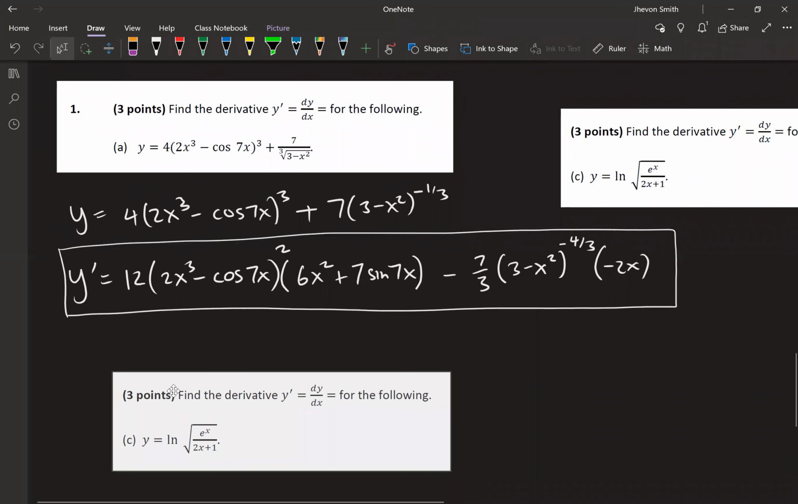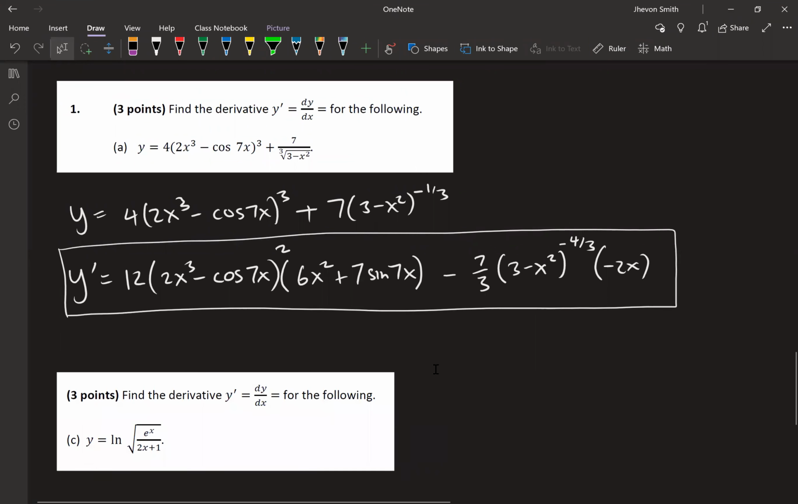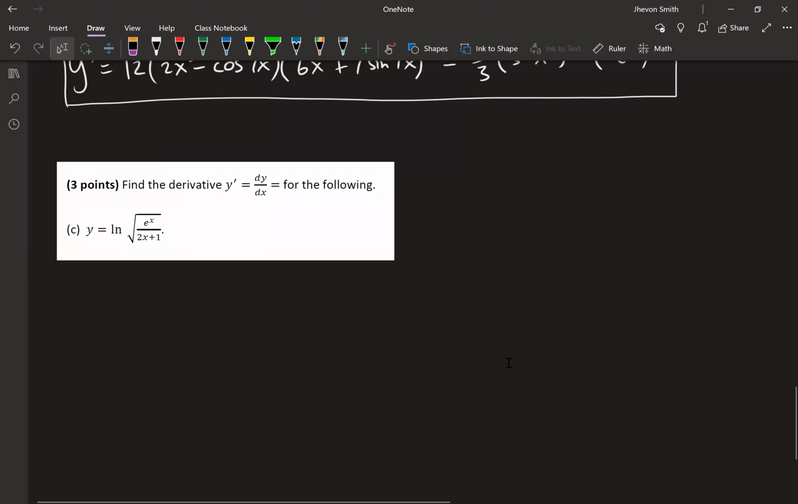And 1C, after that, how did you do that one? Still use the natural log. The derivative of natural log of u should be u prime over u, right? Yeah. So the root of e to the power of x over 2x plus 1 is u. So we just need to find the u prime. Okay, that's the harder way to do it. Anyone see an easy way?